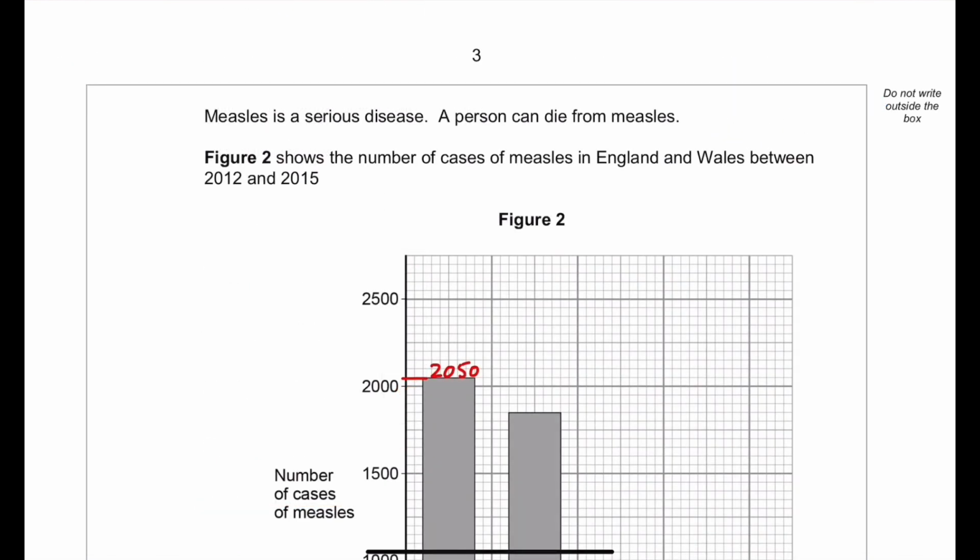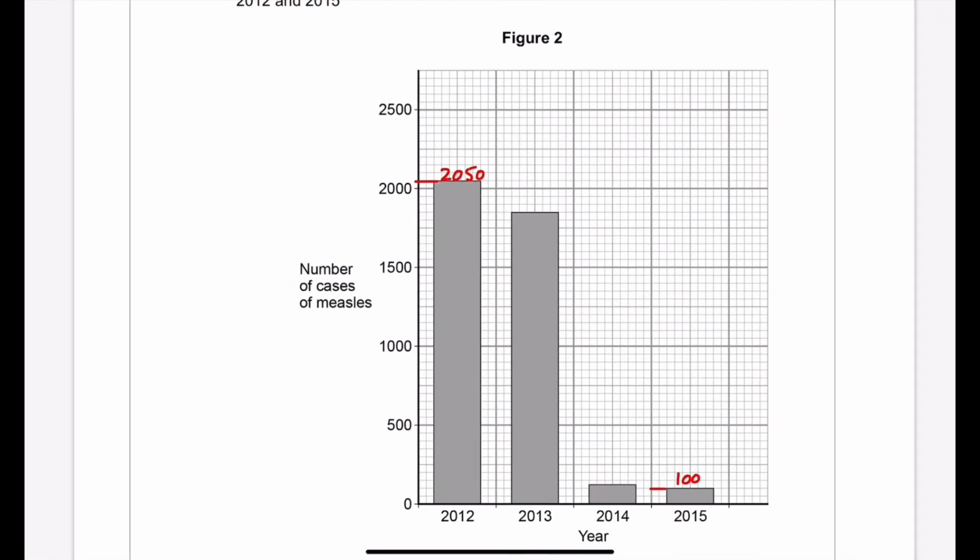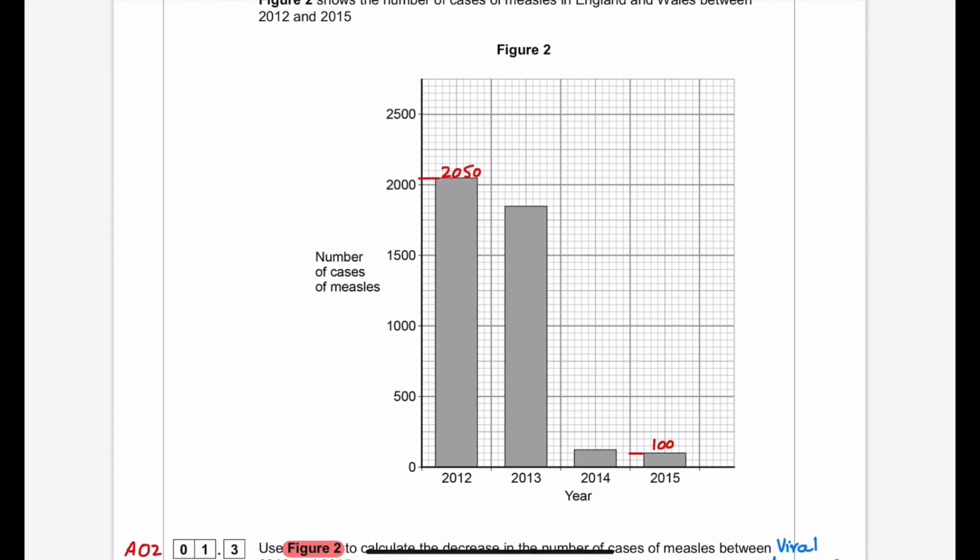Information is given here regarding measles, a serious disease. A person may die from measles. Figure number 2 shows the number of cases of measles in England and Wales between 2012 and 2015. I already elaborated figure number 2 for my students. The number of cases in 2012 is 2050, and in 2015 the number of cases is 100.